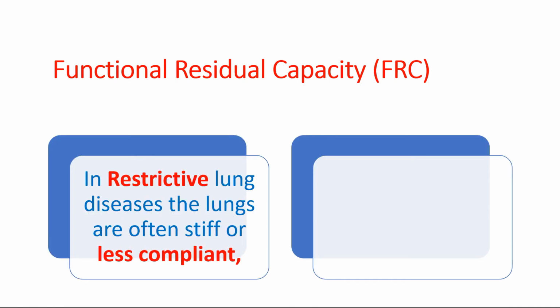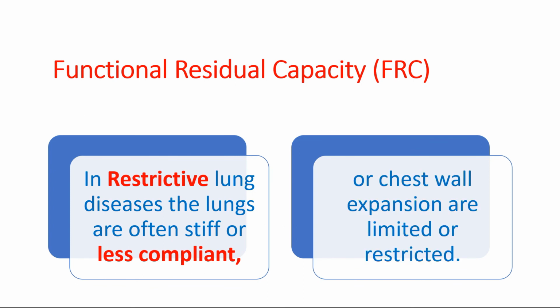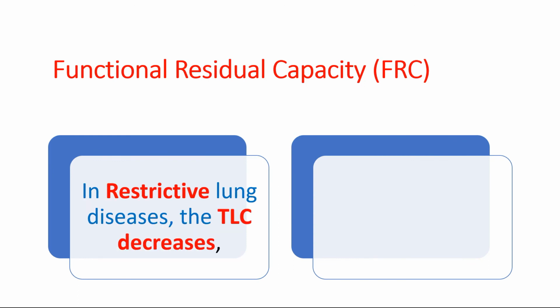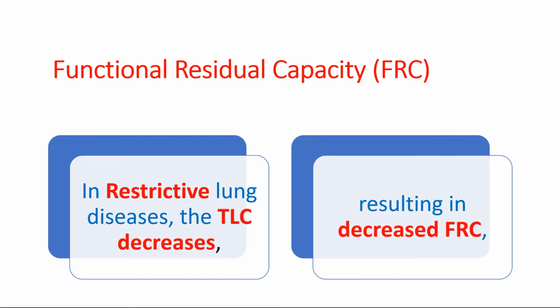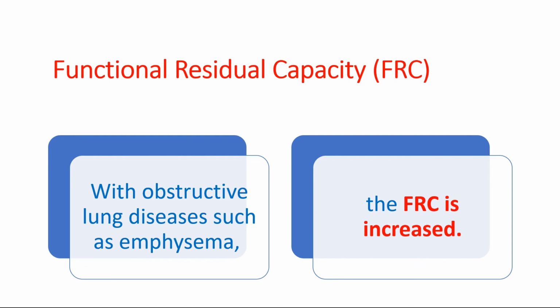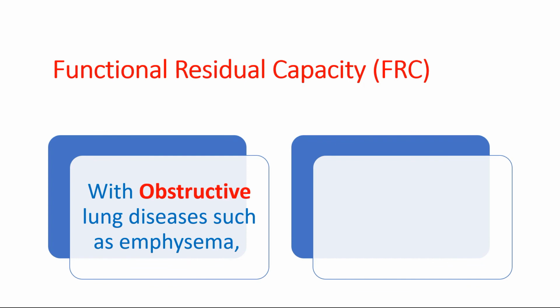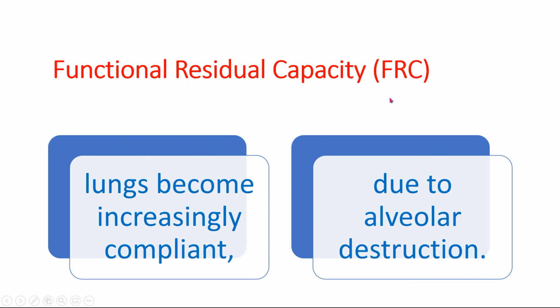So, in restrictive lung diseases, the lungs are often stiff or less compliant, and chest wall expansion is limited or restricted, and in restrictive lung disease, total lung capacity decreases, and also the functional residual capacity decreases. With obstructive lung diseases such as emphysema, the functional residual capacity is increased. So functional residual capacity, you will see it increased in obstructive and reduced in restrictive pulmonary diseases.